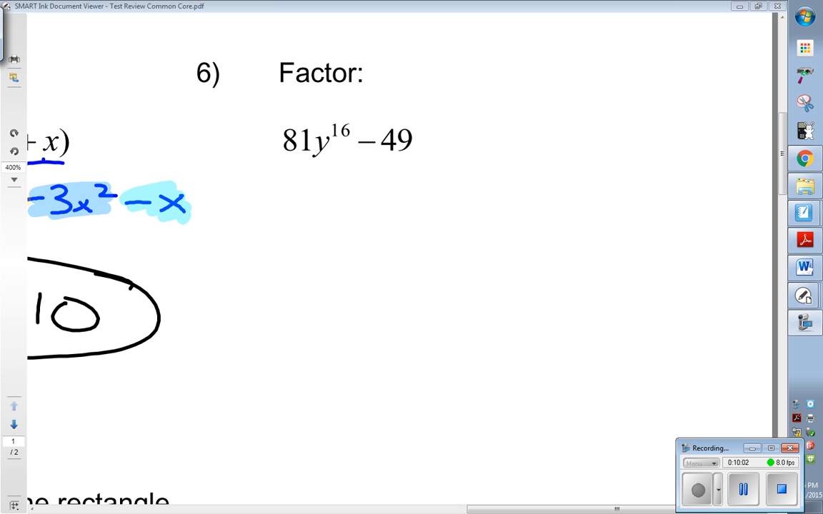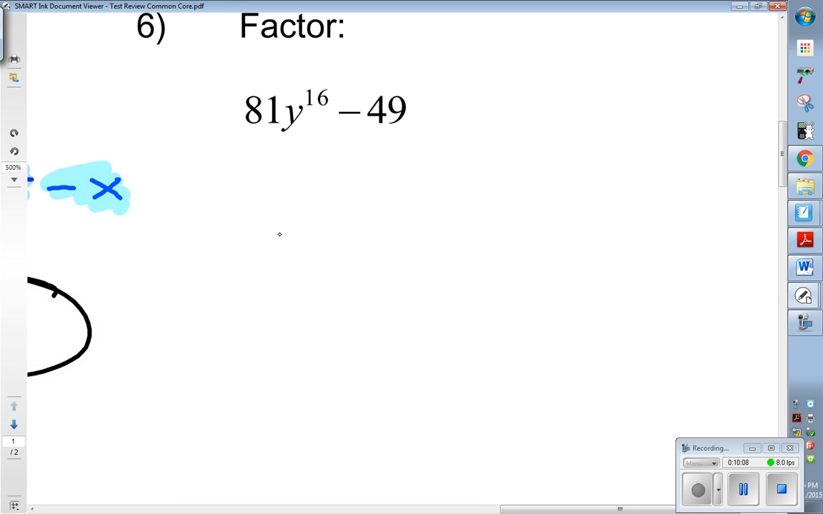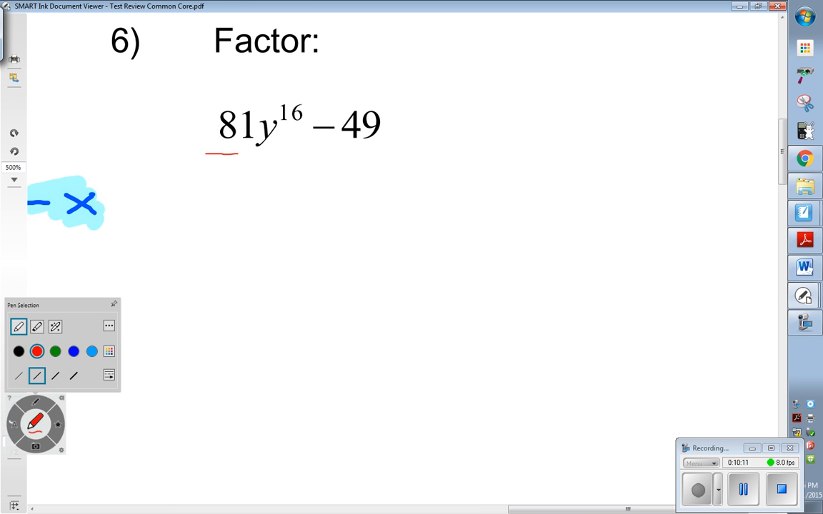Number 6, we're factoring. Okay, looks a little bit hard. It's really not that bad. All right, when we're factoring here, there's nothing they have in common. 81 and 49, there's nothing they have in common. This, to me, is just one you remember. It's kind of a trick one. Not really trick, but different.